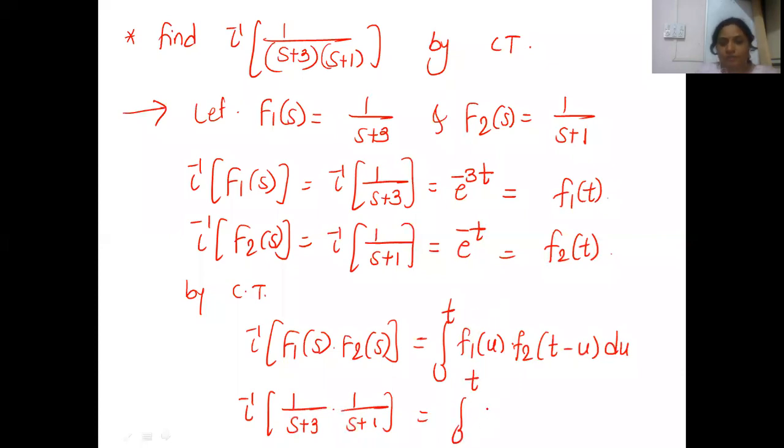What do you write here? Yes, e raised to minus 3u. F1(u) you are going to write. So t you are writing u, into F2(t minus u). So what will you write? E raised to, in F2 in place of t, write t minus u. So e raised to minus (t minus u) du.